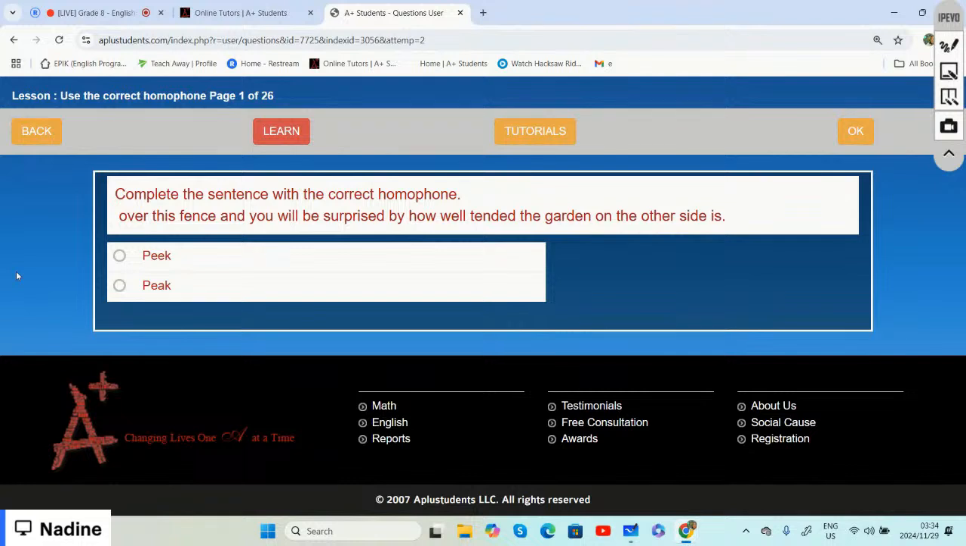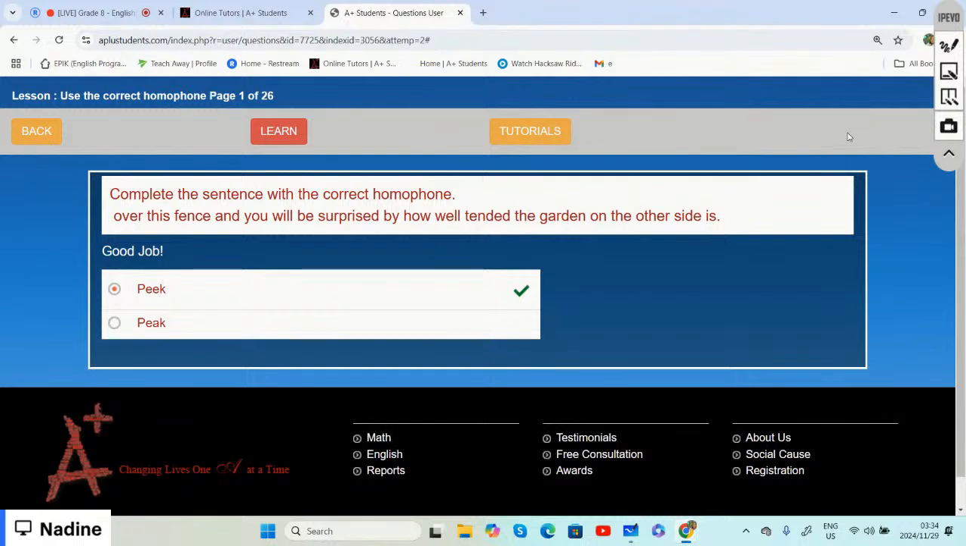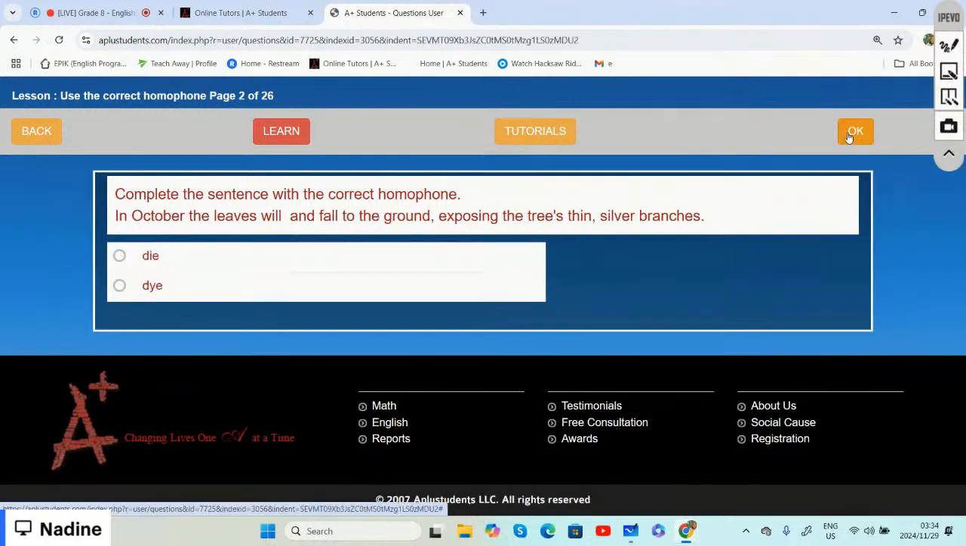And if we were to choose the correct option, we will say peek. It's like to look over.